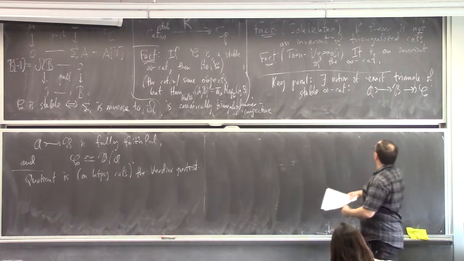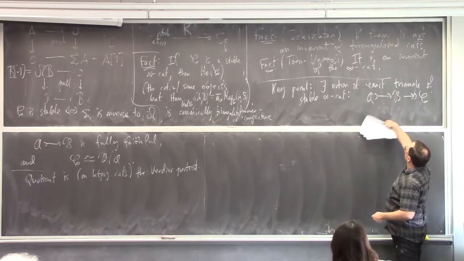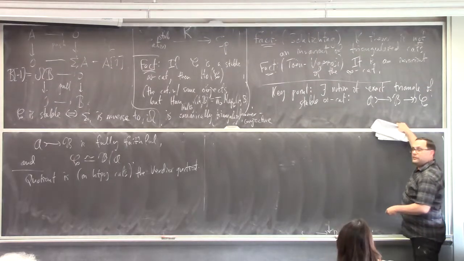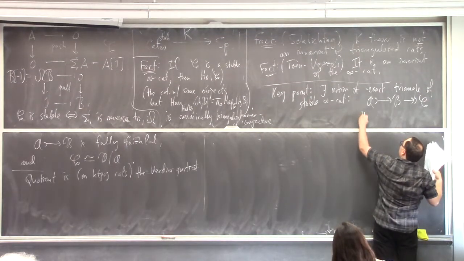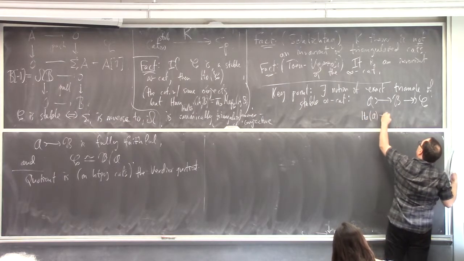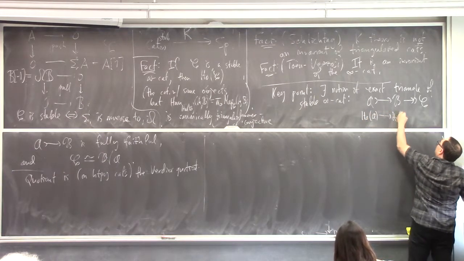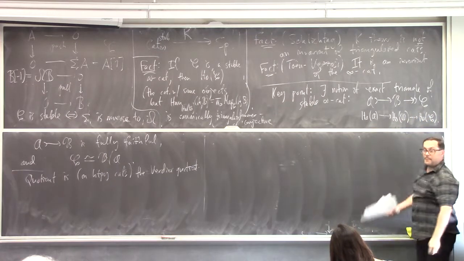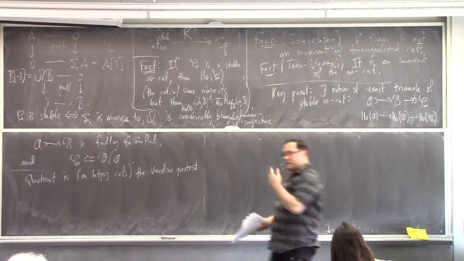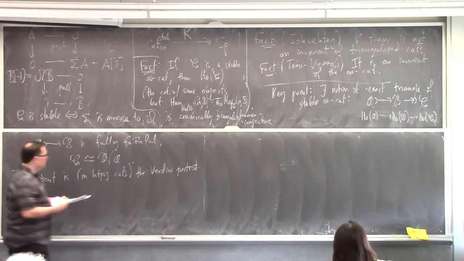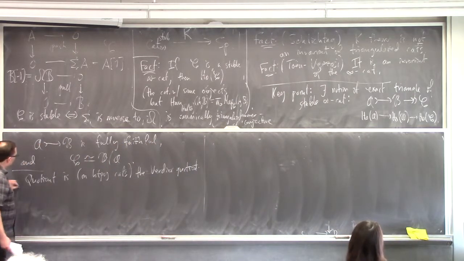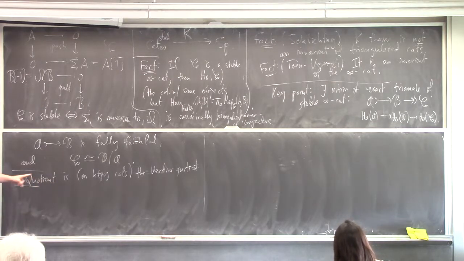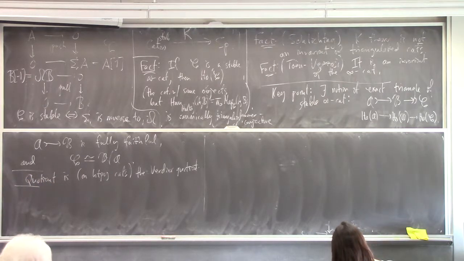In fact, you can even detect, if I have an exact triangle of stable infinity categories, by asking whether or not the induced sequence of triangulated categories is a Verdier quotient. Although that requires an argument, it's not a hard argument. So I'm just pointing out that it's related to a quite old and quite commonly used construction in triangulated categories, namely the Verdier quotient.